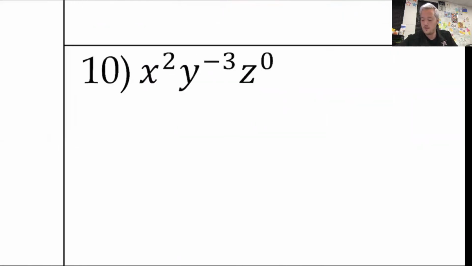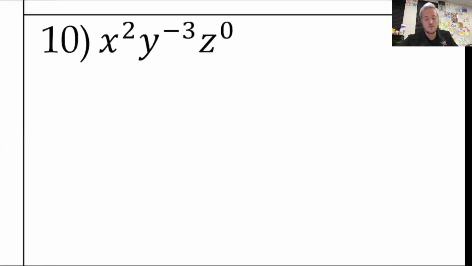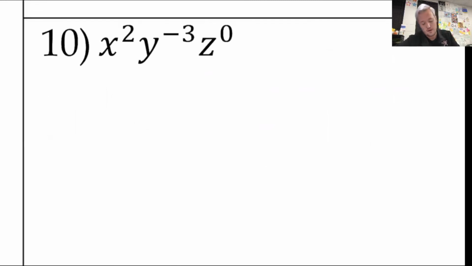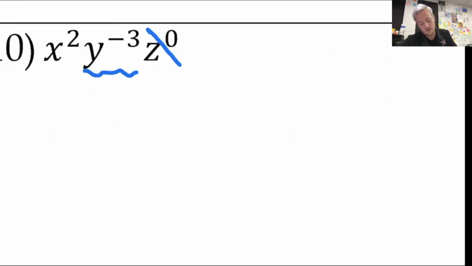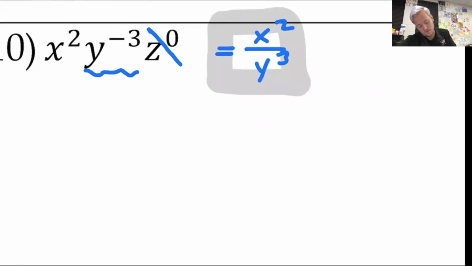All right, number 10. All right, I think the hard problems are actually over with. The rest of these are a little bit easier. A little bit. All right, so looking here, anything to a 0 power is just 1, so that's gone. And then you just have to move your y to the negative 3rd. So that x squared, because it's a positive exponent, stays in the top. Then y cubed just moves to the bottom and becomes positive. So that's all we're doing on that one.